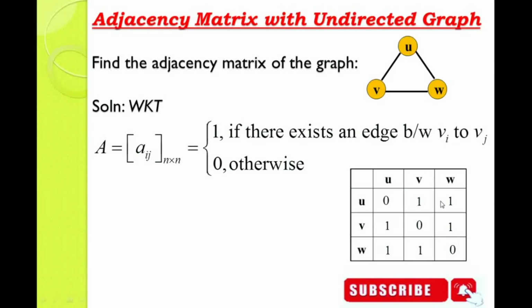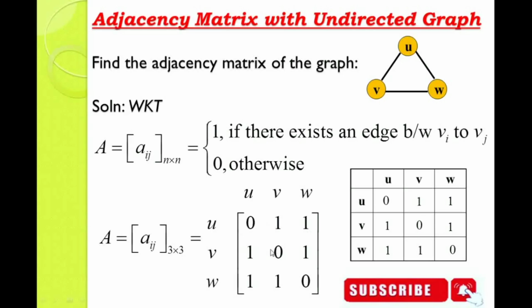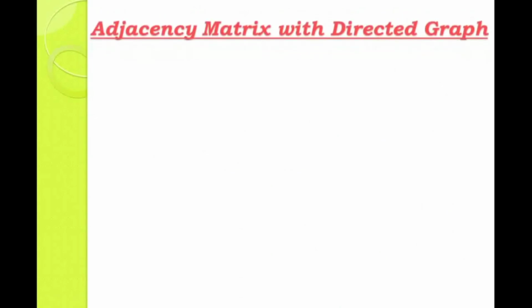Therefore this is called the adjacency matrix for the given graph. Hence A equal to what? 0 1 1, 1 0 1, 1 1 0. When there is an edge between one vertex to another vertex, we assign the value 1, otherwise 0. Okay, so now we find the adjacency matrix with a directed graph.